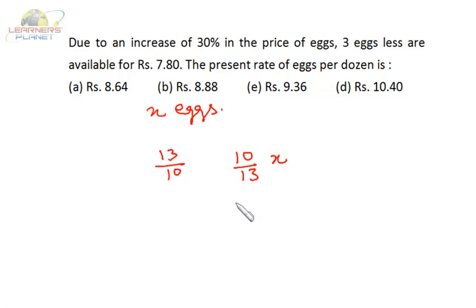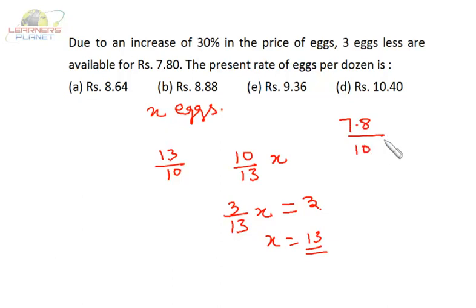That means the consumption is reduced by 3 by 13 of x, and that is equal to 3. That means x is equal to 13. Initially we were consuming 13x, now we are consuming 10x. So the price per egg is 7.8 by 10, that is 78 paisa. The new price is 78 paisa per piece, and for 12 pieces it is 12 into 78, 9.36 rupees.